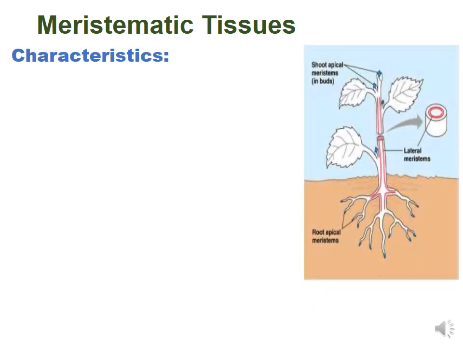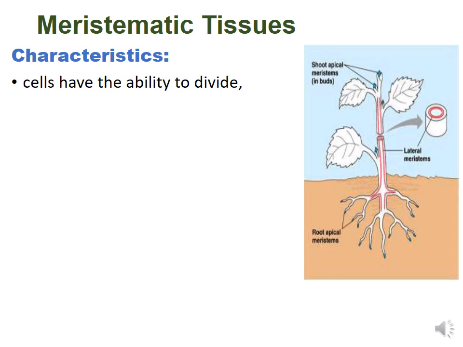Okay, the first one, the meristematic tissue. Tissues whose cells have the ability to divide are called meristematic tissue. So we classify the plant tissues according to their cell division capabilities. That's why the meristematic tissue is able to divide. Their cells have the ability to divide.